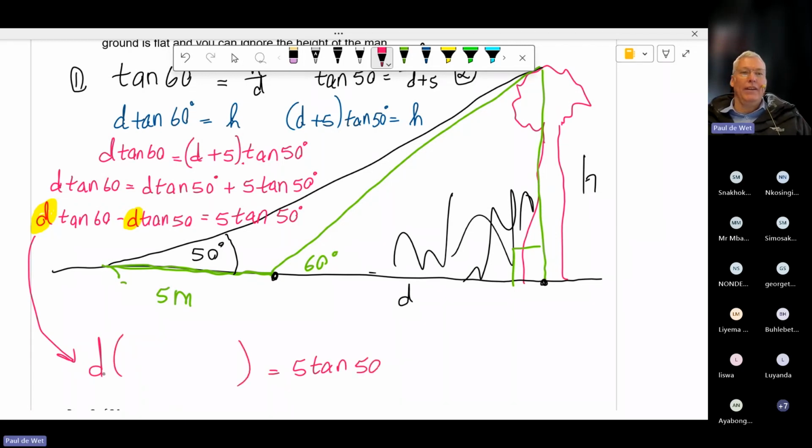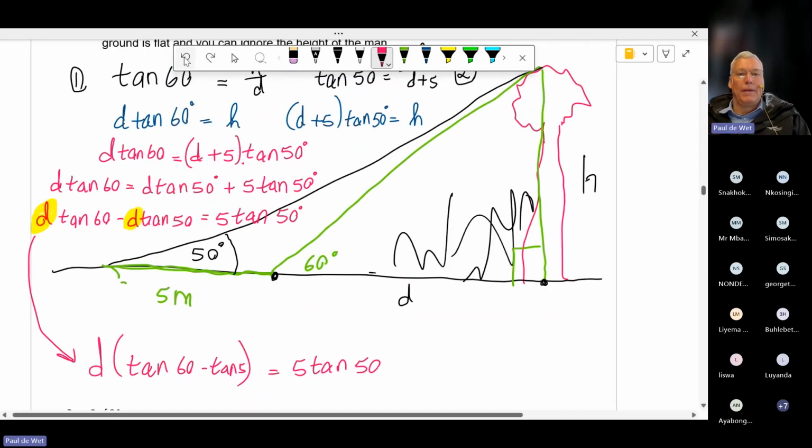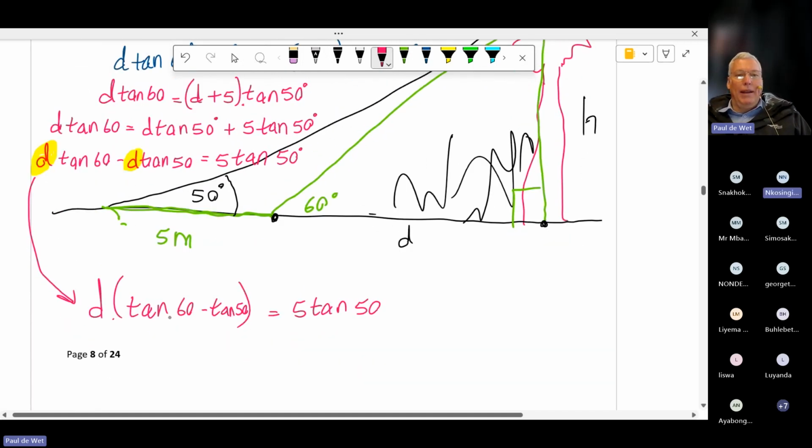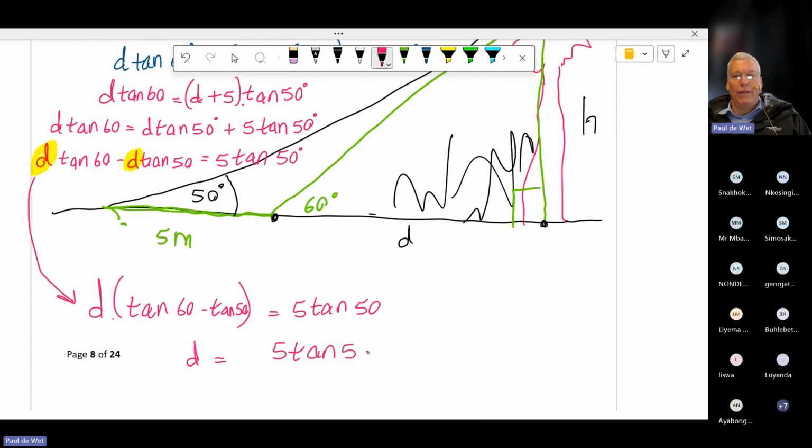Guys, could I take it out as a common factor? Well done. So I now have d times tan 60 minus tan 50. And what's the last thing I'm going to do to both sides to get d? I'm going to divide by this stuff. Now I'm going to leave d here, and I'm going to divide both sides by that whole bracket. In other words, by tan 60 minus tan 50.